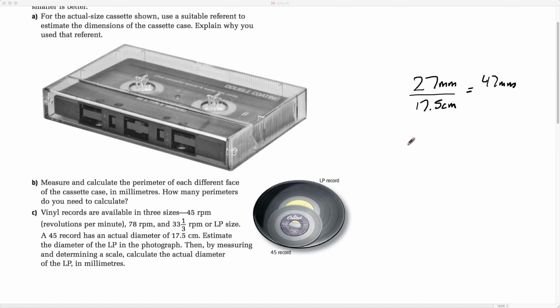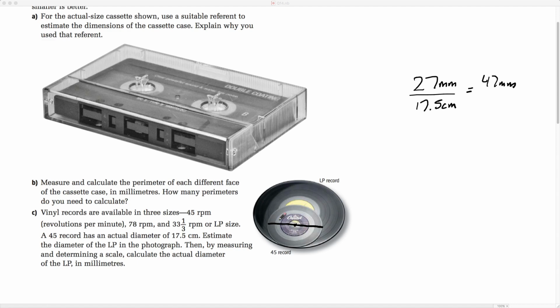So I'm sitting here with my textbook open. I've got a ruler sitting on top of it. That's how you're going to have to tackle this. So they're saying that a 45 record has an actual diameter of 17.5. So that would be measuring from one side of a circle to the other side of the circle, and it has to be through the center.